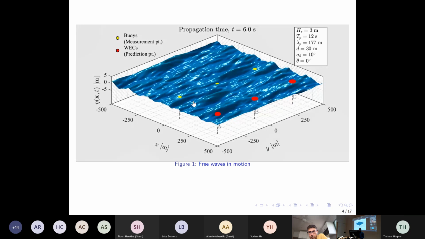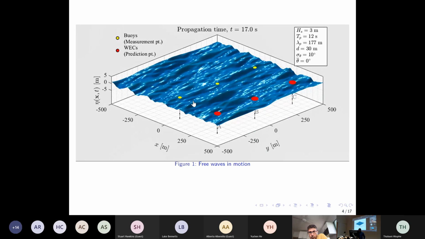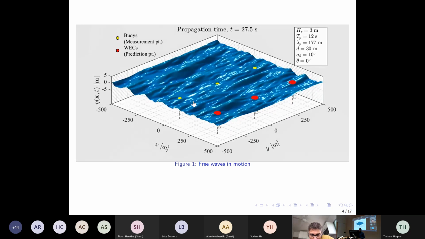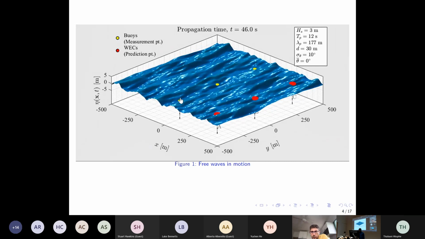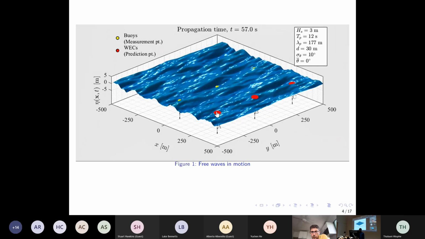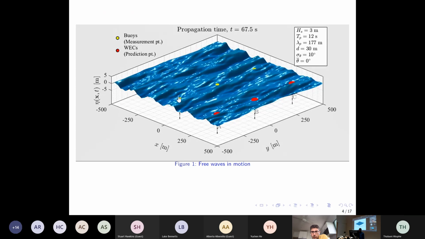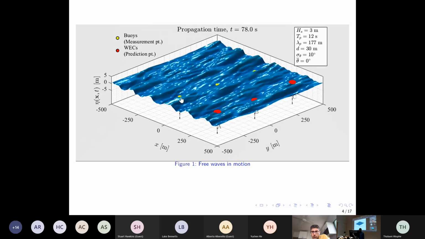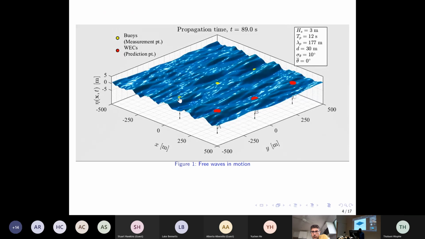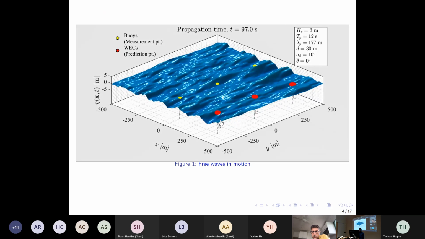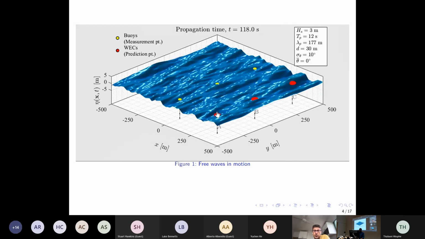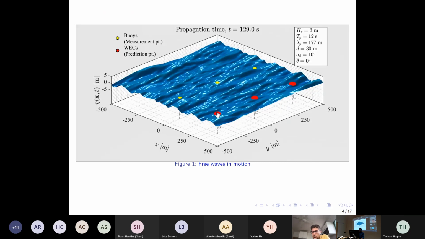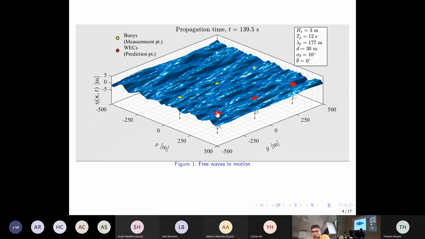So this is what surface elevation looks like in 3D. So we'll be having wave buoys offshore of the wave energy converters or the intended prediction point, measuring the displacement of the ocean surface. And then we are predicting somewhere here where these red spheres are. These are wave energy converters in my case here, but you can predict for whatever you want to predict for.